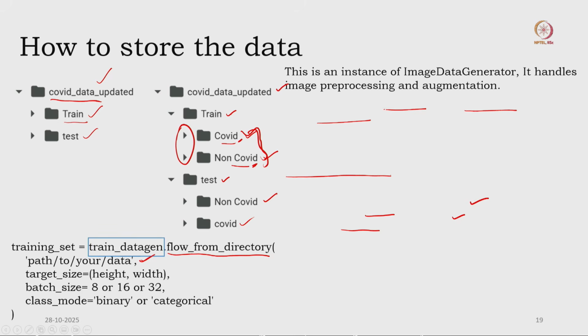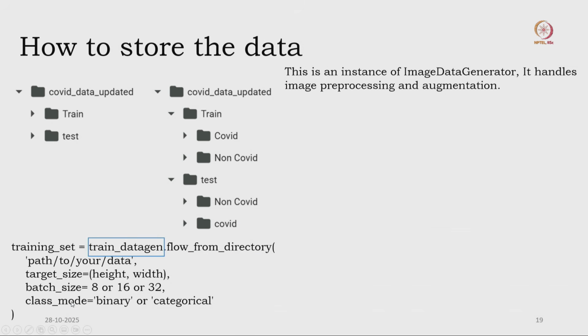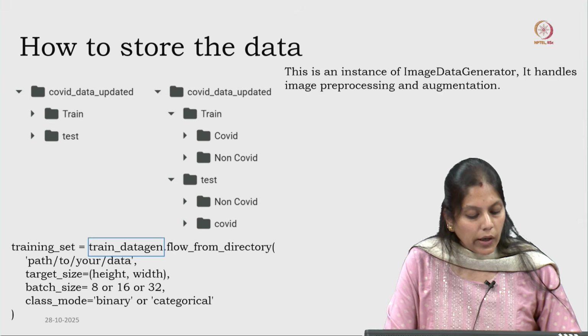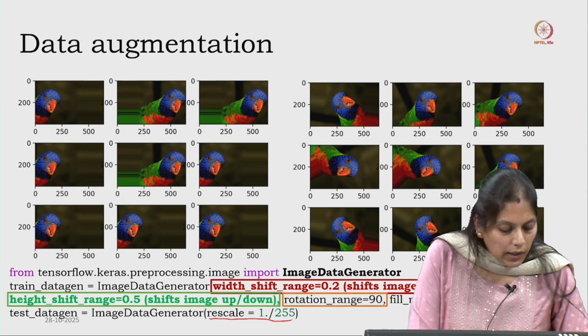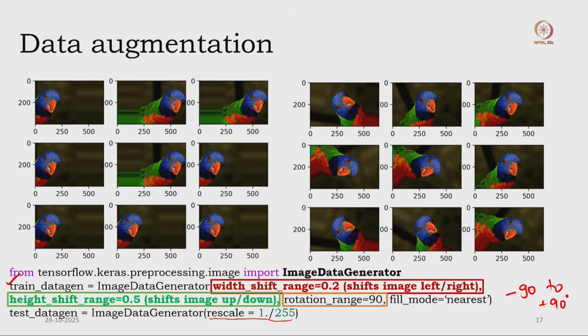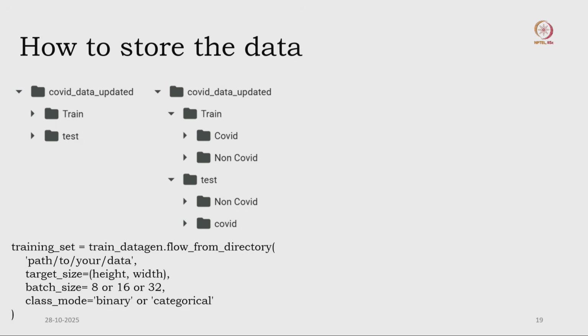Now, if you look into this flow from directory, this is a part of training_data_gen. What is training_data_gen? If you see in the previous one, training_data_gen is this. Can you recall? You have defined all the data augmentation, pre-processing parameters, and then you have assigned it to a variable train_data_gen. So, all the images which are there in a training set will go through this train_data_gen.